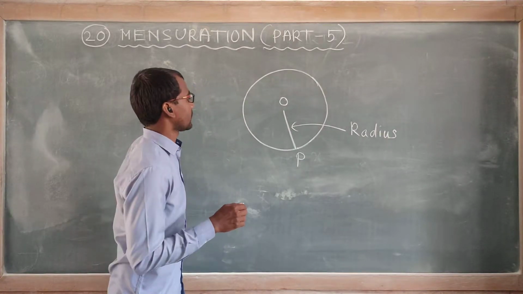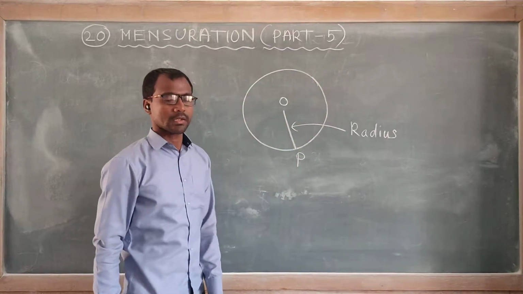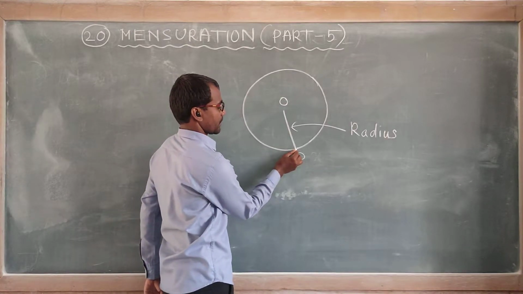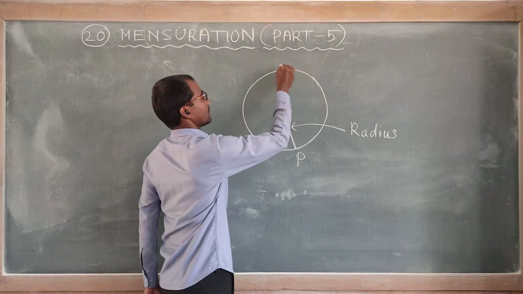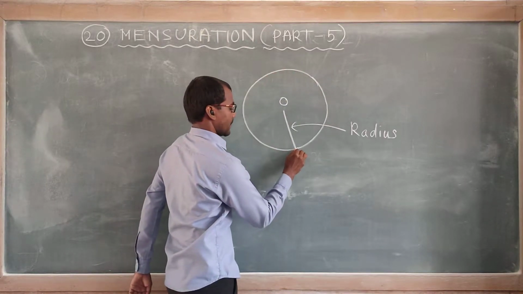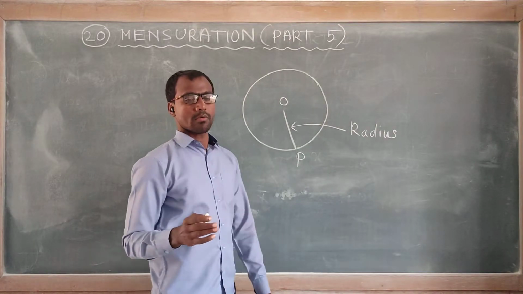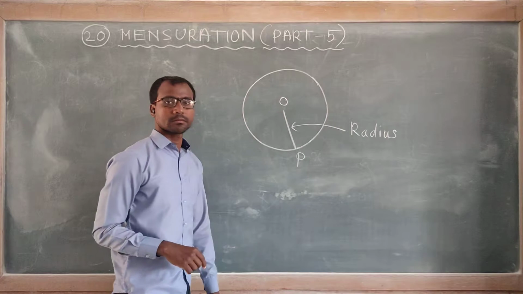And this is the boundary of the circle. The length of the boundary is called circumference. That means if you start from point P and go on measuring the length of this boundary and end at P, the length of the boundary is called circumference.